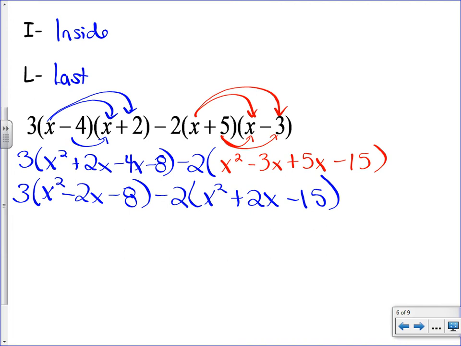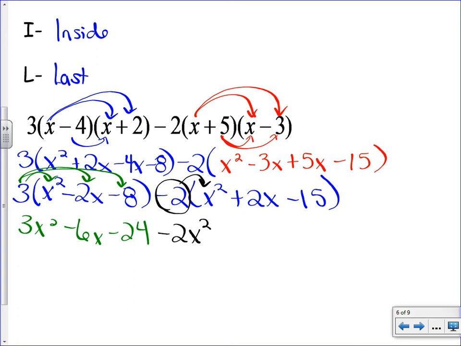3x squared. Good. Minus 6x minus 27, and then minus x minus 2x squared, minus 4x plus 30. Beautiful. I'm going to let you look at that and soak in the awesomeness of that, and then ask me any questions.